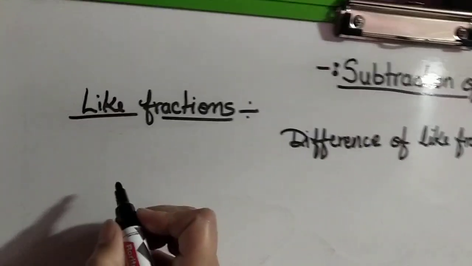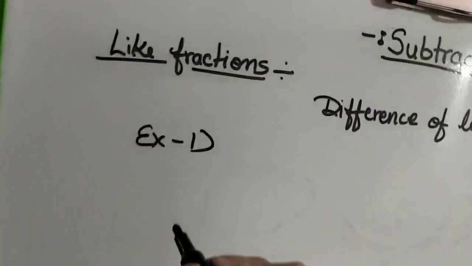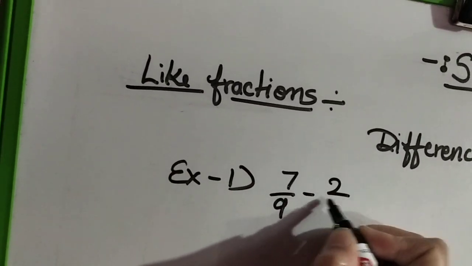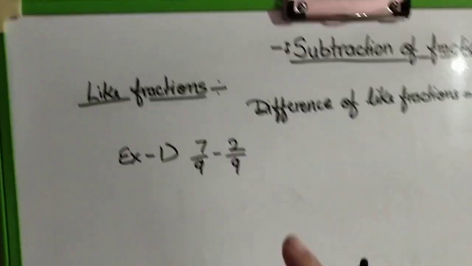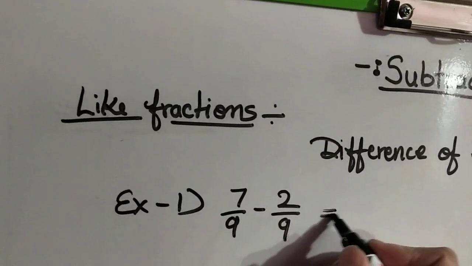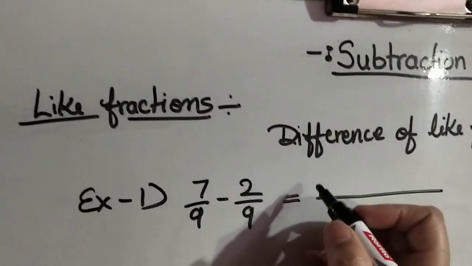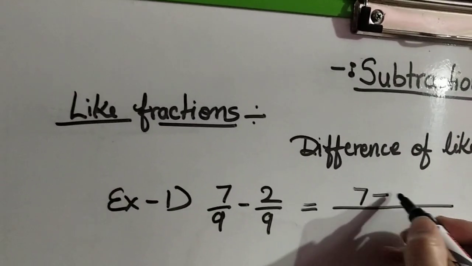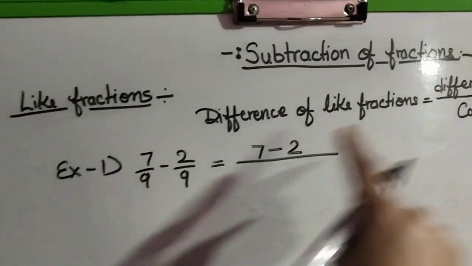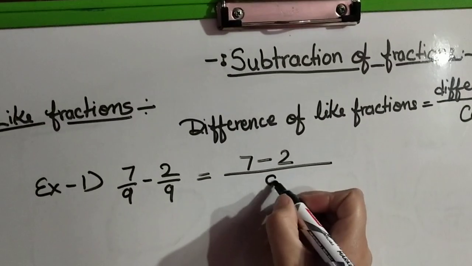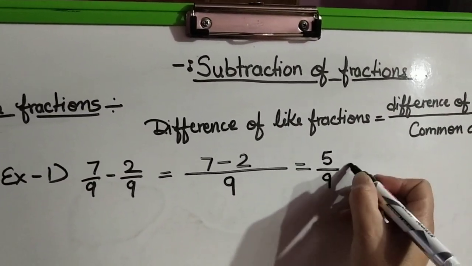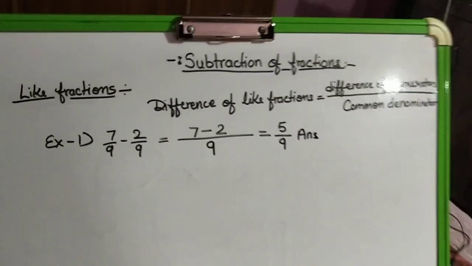Understand it by the example. Example number 1. 7 upon 9 minus 2 upon 9. As you can see, both fractions have the same denominator, so these are like fractions. According to the formula, difference of the numerators: first numerator 7 minus the second one 2, upon common denominator. The common denominator is 9. 7 minus 2 is 5 upon 9. So the answer is 5 upon 9.